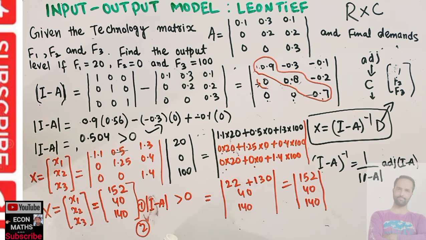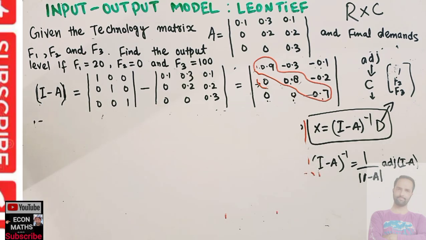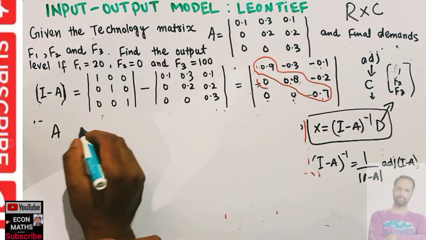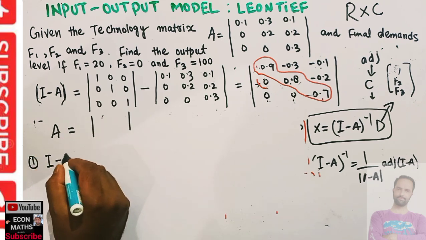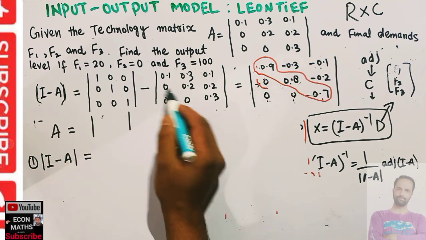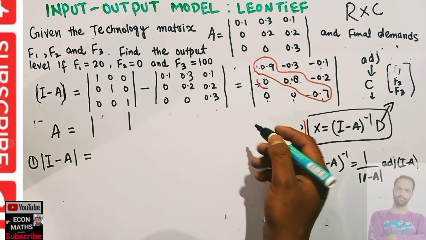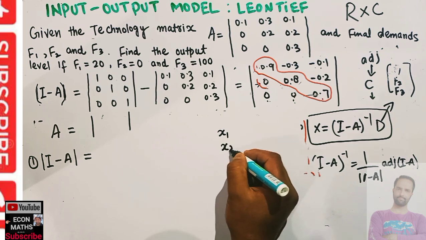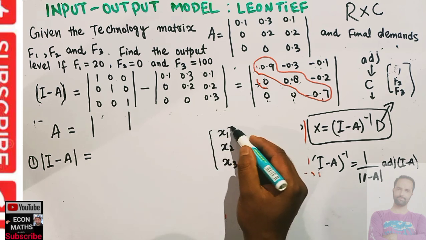Okay, so to summarize this, we were given the technology matrix. The first step was to find I minus A. After that, our final destination was to find the output produced by each industry. So let us say x1 denotes the output by the first industry, x2 is the output produced by the second industry, and x3 is the output produced by the third industry.